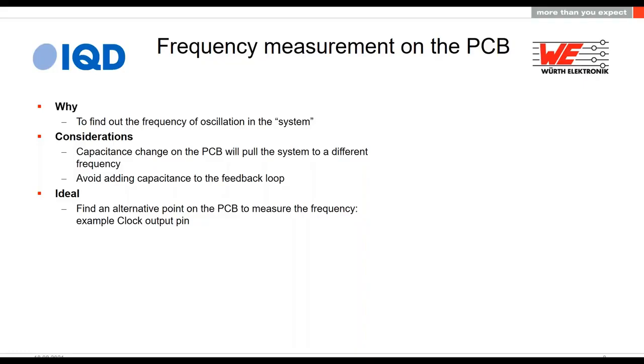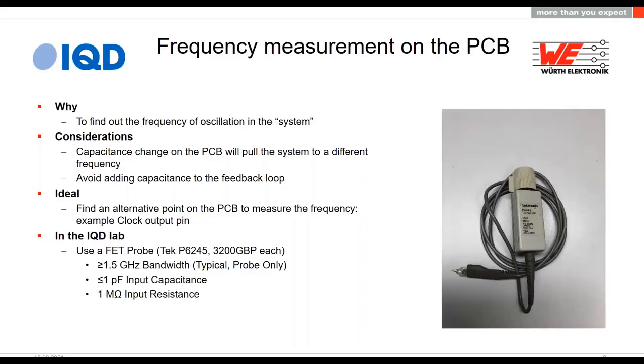So for me, what I'm going to do is I use this FET probe. This one's from Tektronix. It's a P6245. It's a really cool probe for doing this because it's got less than 1 picofarad on the input capacitance. And actually, I've been playing with this probe a while, and I can tell you it's about 0.4 picofarads on the input capacitance. So when I put that in the middle of the feedback loop on the side of the crystal, it doesn't change the frequency by a great deal.